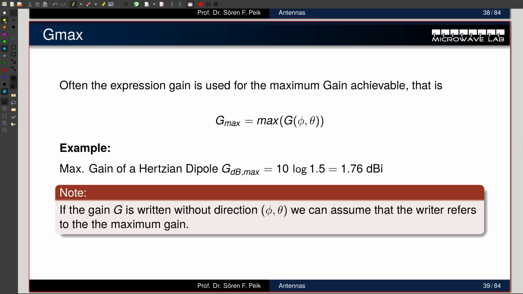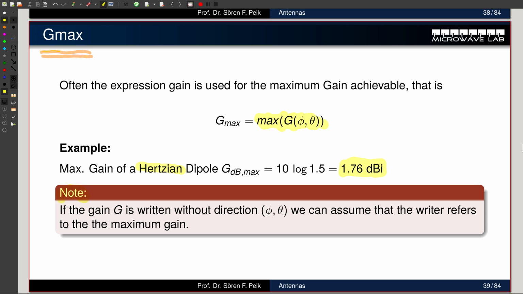Now there's something called Gmax, which is the maximum gain achievable by an antenna. When you look at an antenna, in some direction it radiates more, in some it radiates less. We can now define a maximum gain, which is the maximum of my gain function. For the Hertzian dipole, this is 1.5. Expressed in dB, it's 10 times the log of 1.5, which is 1.76 dBi. That's my maximum gain.